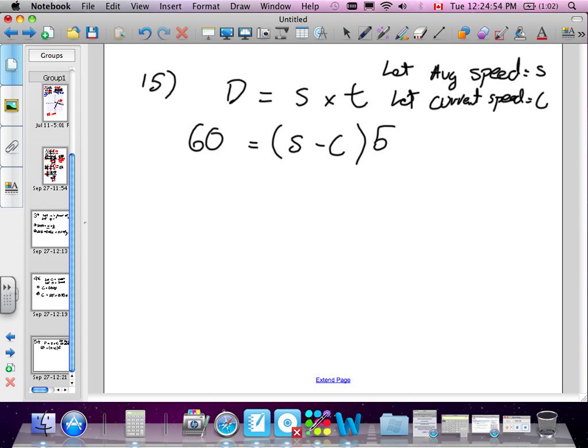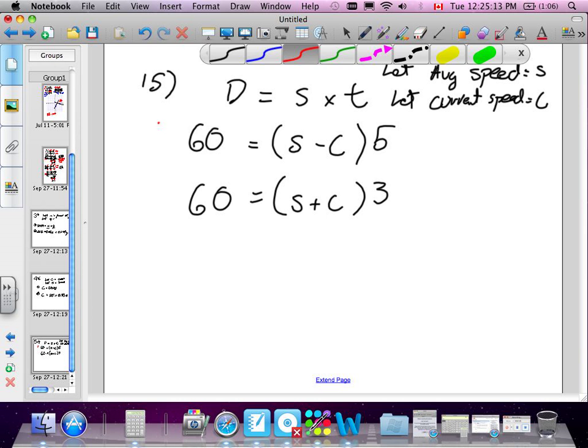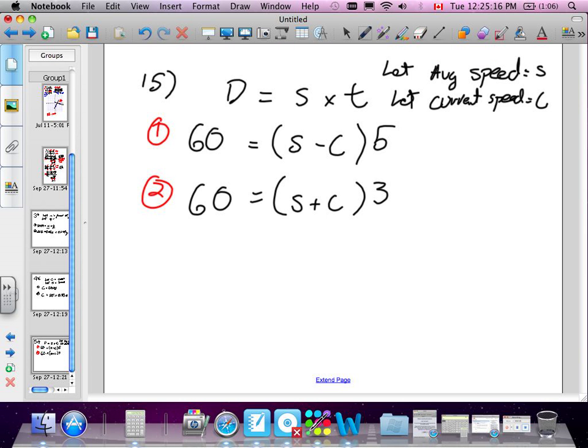On the way back, the question says the return trip took 3 hours. They were going with the current, so it's their speed plus the current, and they traveled 60 kilometers. So we have our two equations, equation 1 and equation 2 for 15. You can choose any method you'd like to solve them.